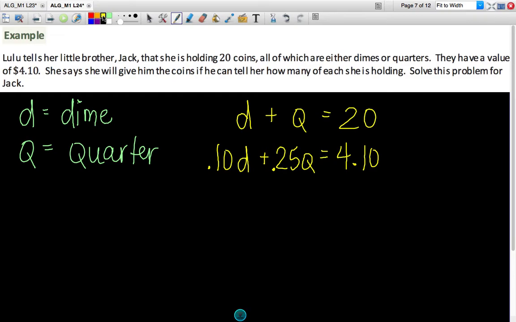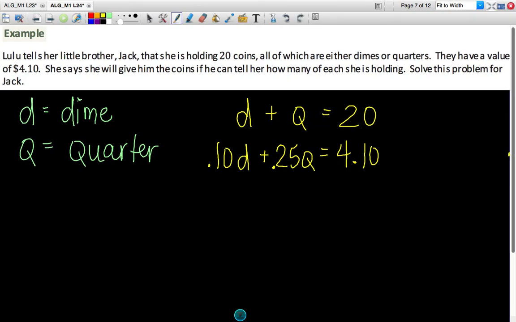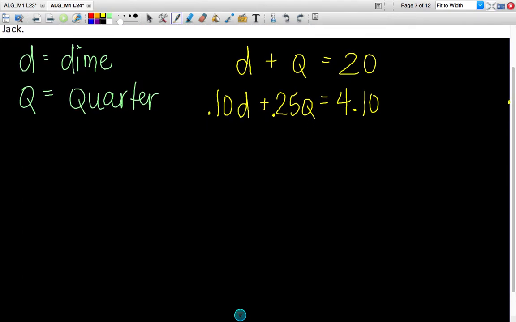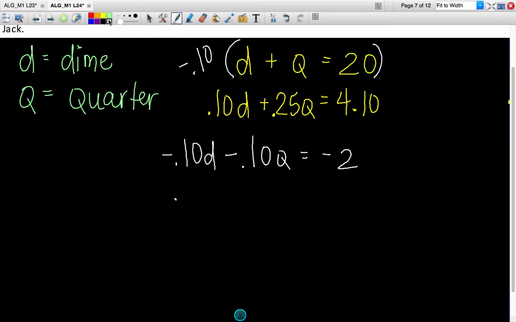So now we have a system. So we need to solve this. So again, this time I'm going to solve this one again by elimination. But again, you can use any method here. So I'm going to multiply the top by negative 0.10, so that way my D's can cancel out. So my new top equation would be negative 0.10 D minus 0.10 Q equals negative 2. Bring down the bottom.